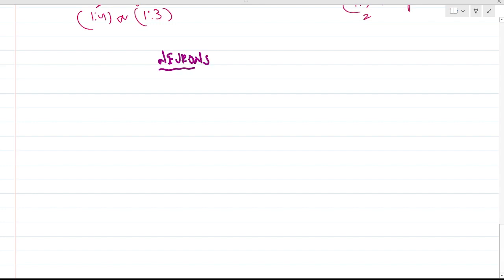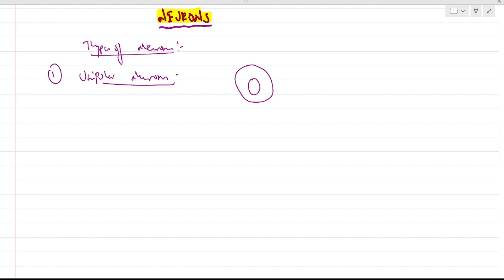Now I am going to start the discussion of neurons. So here we will start by seeing the types of neurons. Very simple discussion, types of neurons. First is our unipolar neurons. Unipolar neurons. How's the structure? This is a single cell body and a single axon.